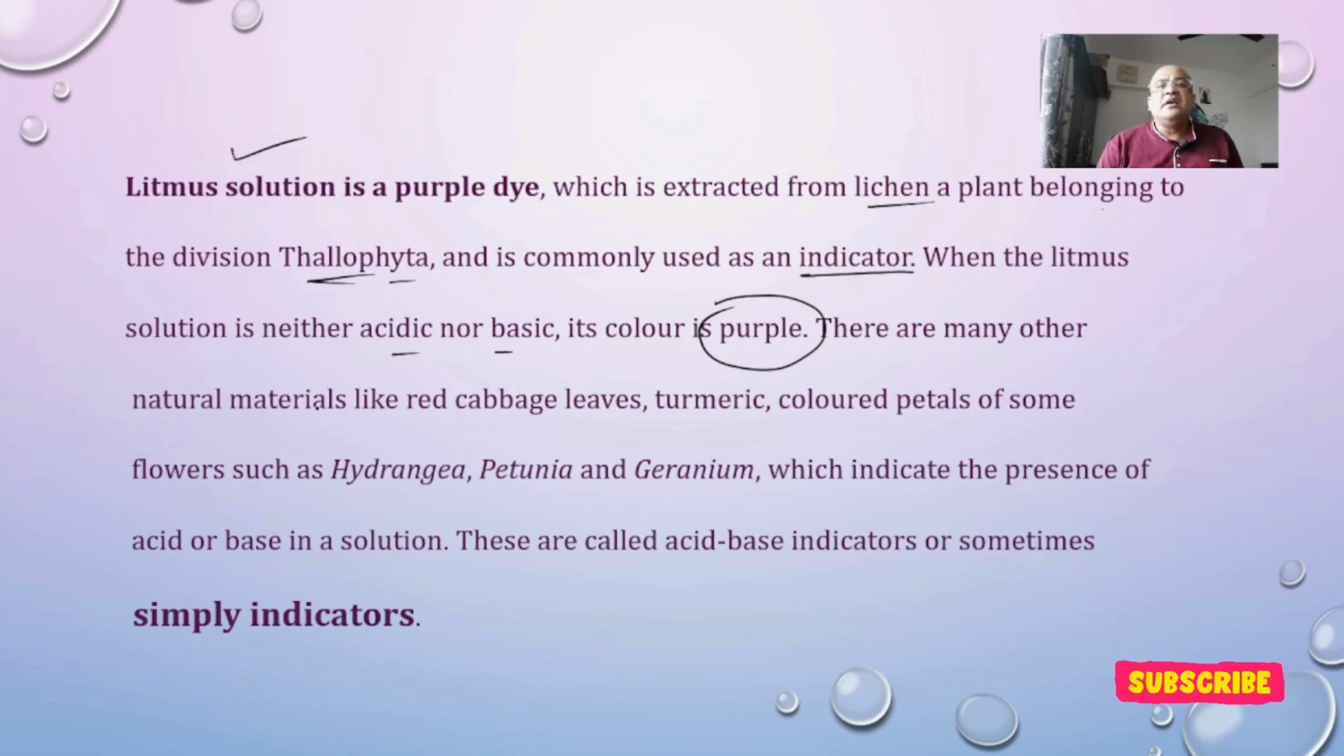There are many other natural materials like red cabbage, turmeric, colored petals of a few plants like petunia, which indicate the presence of acids or bases in a solution. So these are called acid base indicators, or sometimes simply indicators. So litmus solution and others like turmeric or colored petals show us the difference between acid and base due to the color change. Therefore, they are called simply indicators or acid base indicators.